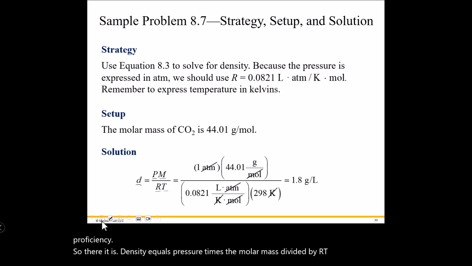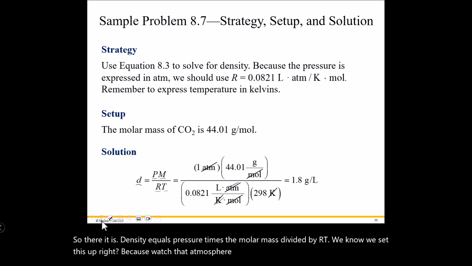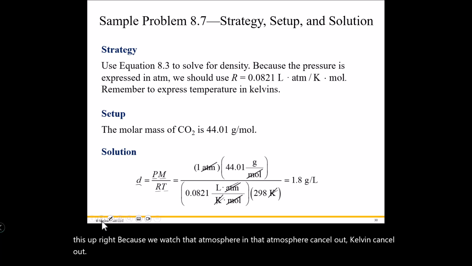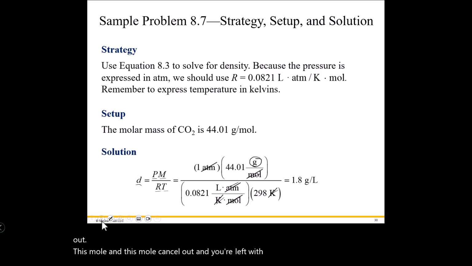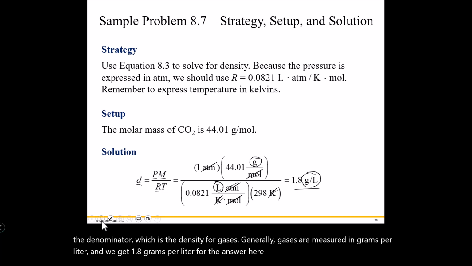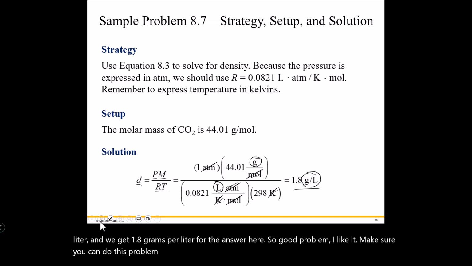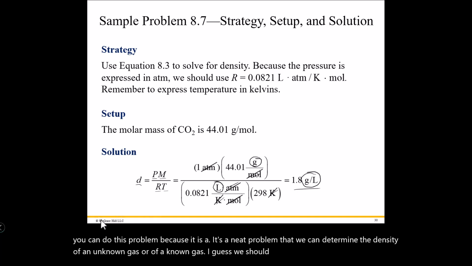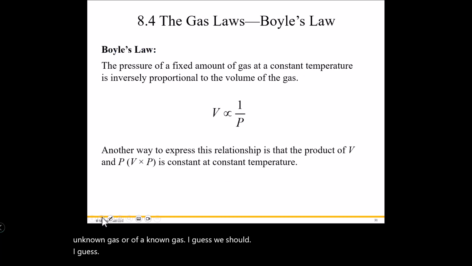We know we set this up right because watch, that atmosphere and that atmosphere cancel out. Kelvin cancel out. This mole and this mole cancel out, and you're left with grams in the numerator and liters in the denominator, which is the density for gases. Generally, gases are measured in grams per liter, and we get 1.8 grams per liter for the answer here. It's a good problem. I like it. Make sure you can do this problem because it's a neat problem that we can determine the density of an unknown gas, or of a known gas I guess we should say, based off its molar mass.